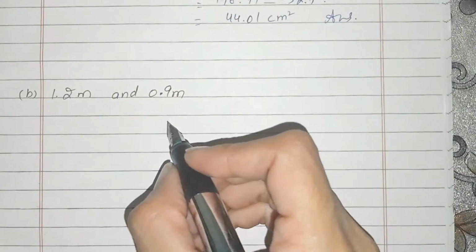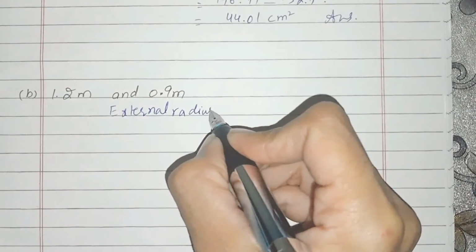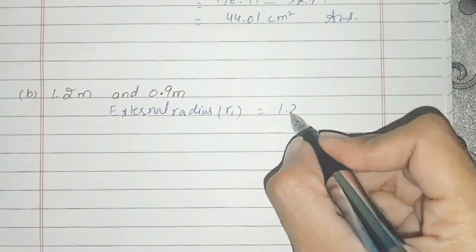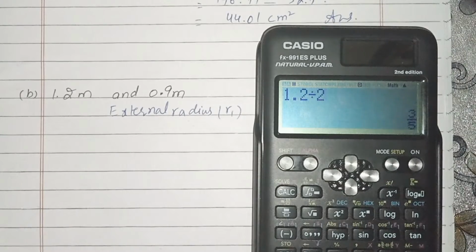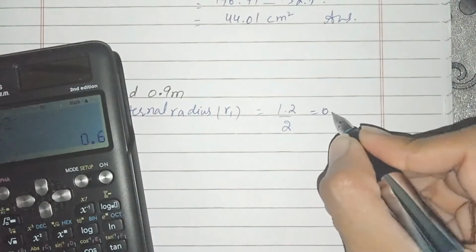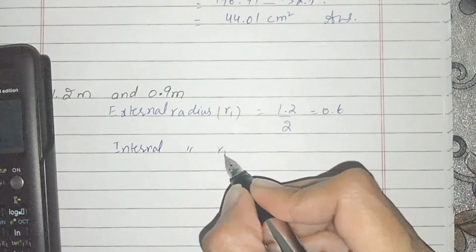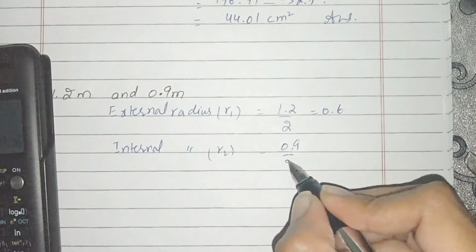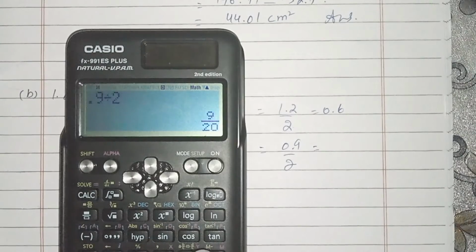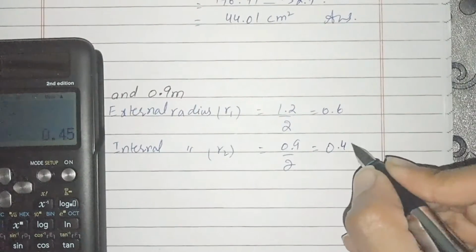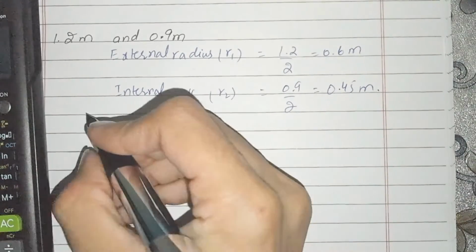Now students, part number 2. External radius, which is r1, is 1.2 divided by 2, and we get 0.6. Internal radius r2 is 0.9 divided by 2, and we get 0.45 meters.